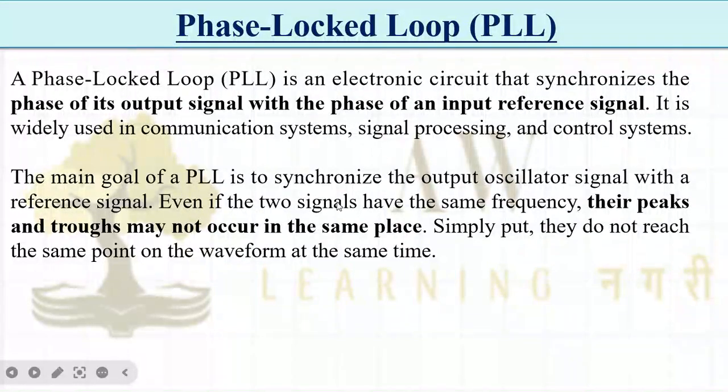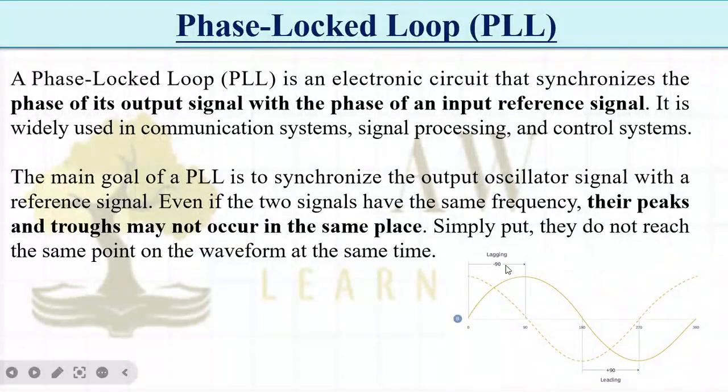Even if the two signals have the same frequencies, maybe you have heard that phase lock loop will synchronize the frequency, so it will make the system frequency and the reference frequency the same. So frequency is also there, but even if the two signals have the same frequency, their peak and trough may not occur in the same place. That may be the case, they simply do not reach the same point on the waveform at the same time. So you can see this waveform on your screen, there is a phase lagging or leading. So what is that concept?